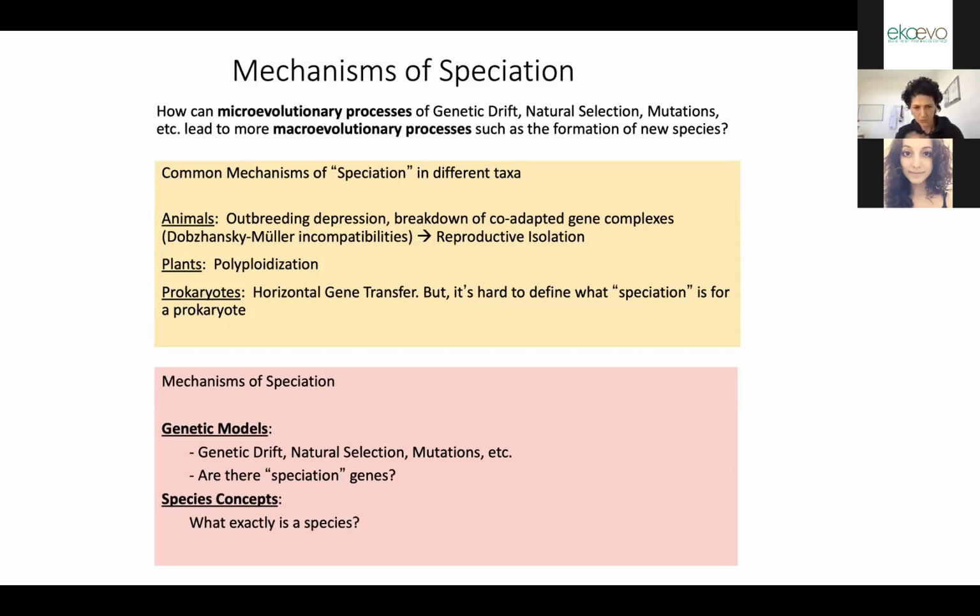And what is the model of genetics? Genetic tree, natural selection, mutation are the models of genetics. We can ask this question: is there any speciation gene? And what exactly is a species?